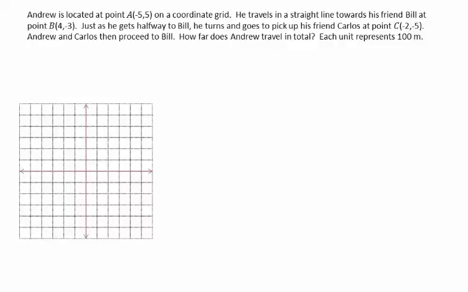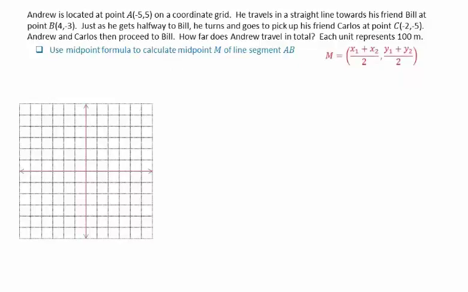How far does Andrew travel in total? Each unit represents 100 meters. For this question, we have to use the midpoint formula to calculate the midpoint, M, of line segment AB. This corresponds to the point at which Andrew turns and starts walking towards Carlos. Point A is at (-5, 5), and B at (4, -3). Drawing the line segment between points A and B, the midpoint is midway between them.